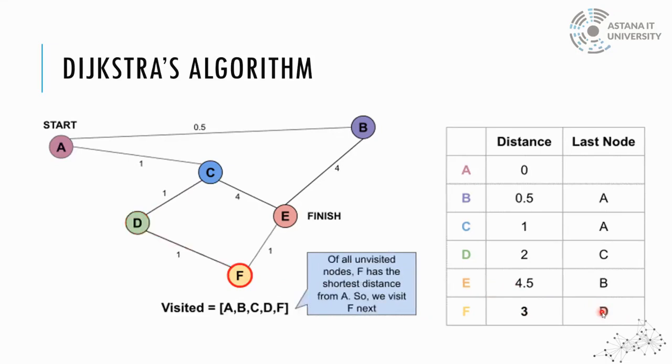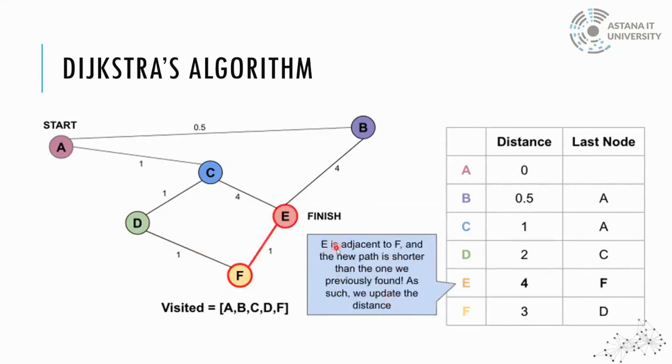Then we haven't finished yet, because of all unvisited nodes, F has the shortest distance from A. So we visit F. Then E is adjacent to F, as you see, and the new path is shorter than the one we previously found. So what is our sum? 1 plus 1 plus 1 plus 1, it's 4. So instead of 4.5 that we had for E, with the last node B, we changed that to 4 and the last node is F.